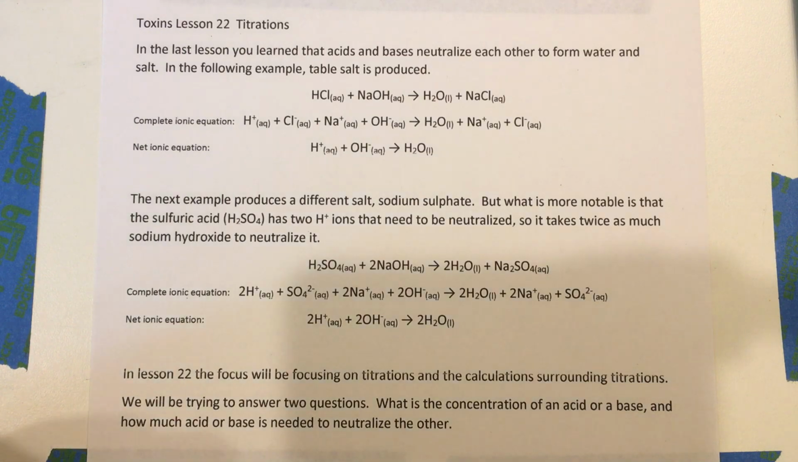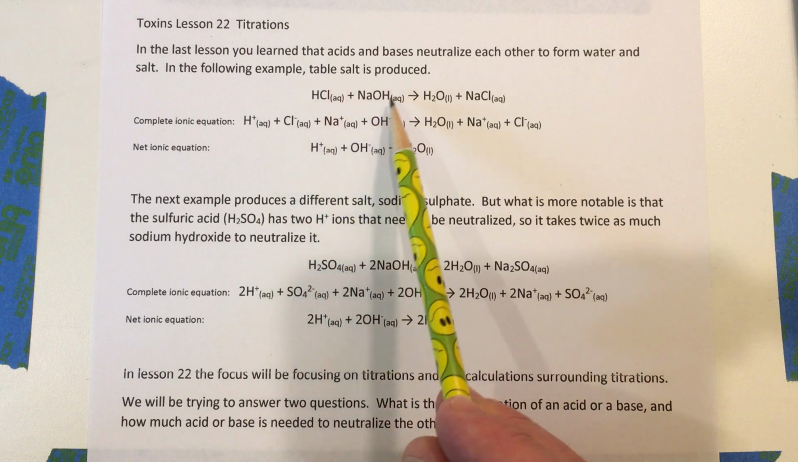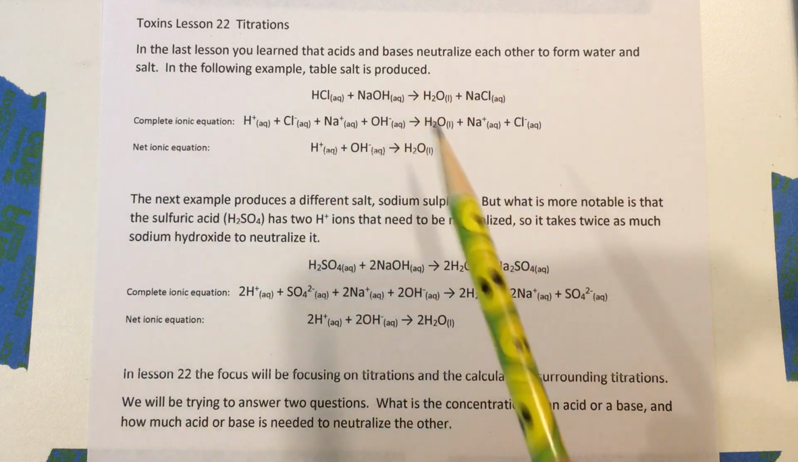Welcome to Cascade Chemistry. This is Toxins Lesson 22, and it's about titrations. So in the last lesson, you learned that acids and bases neutralize each other to form water and salt. In the following example, table salt is produced. So we can see here the hydrochloric acid and the sodium hydroxide get together.